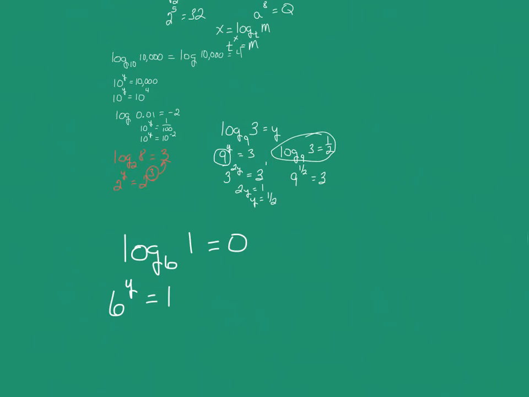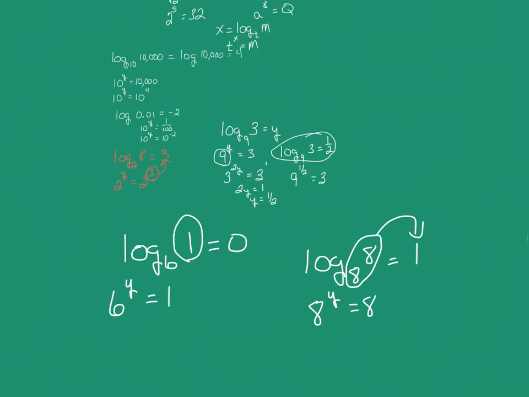And let's look at the log base 8 of 8. Well, 8 to what power equals 8? In this case, we know that that's going to be 1. If these two numbers match, it's always equal to 1. And if this number is 1, it doesn't matter what the base is, it's always going to be equal to 0.